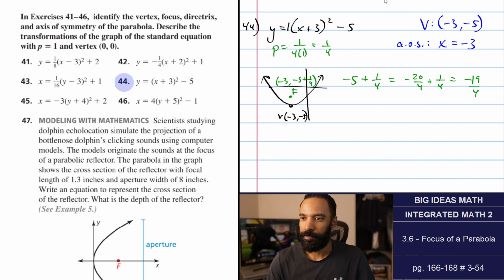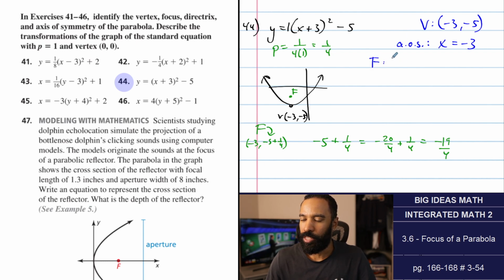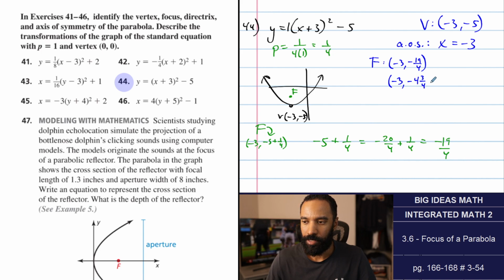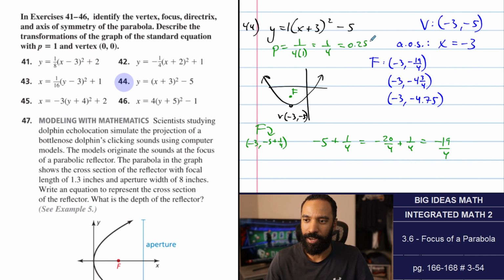So let's write this underneath. F is there. One version of the focus we can write, I'm going to write a few of them. So we can either write negative 3, comma, negative 19/4, or we can write negative 3, comma, negative 4 and 3/4, or negative 3, comma, negative 4.75. Any of those ones are valid because 1/4 is also 0.25. And I think most people are probably most comfortable with that one. Mixed number could happen, I suppose.